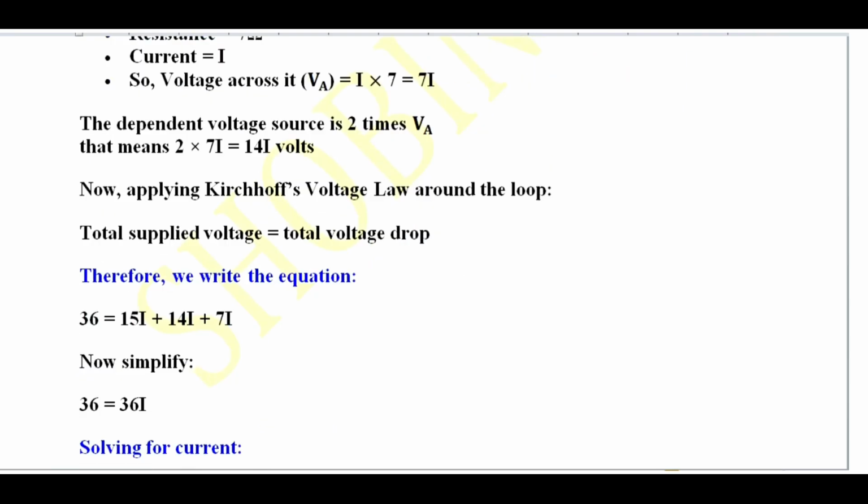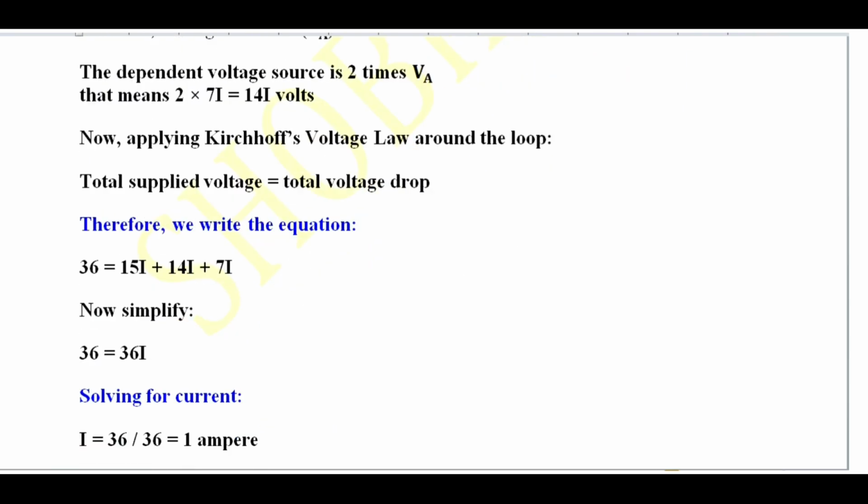Now apply Kirchhoff's voltage law around the loop. That is, total supplied voltage equals total voltage drop in the loop. So when we apply Kirchhoff's voltage law, whatever voltage the battery gives, it will be completely used up as a voltage drop across the resistors and the other components. Therefore, whatever the battery gives, the circuit uses. That's why supplied voltage equals total drop. Now write the equation based on the voltage drops in the loop.